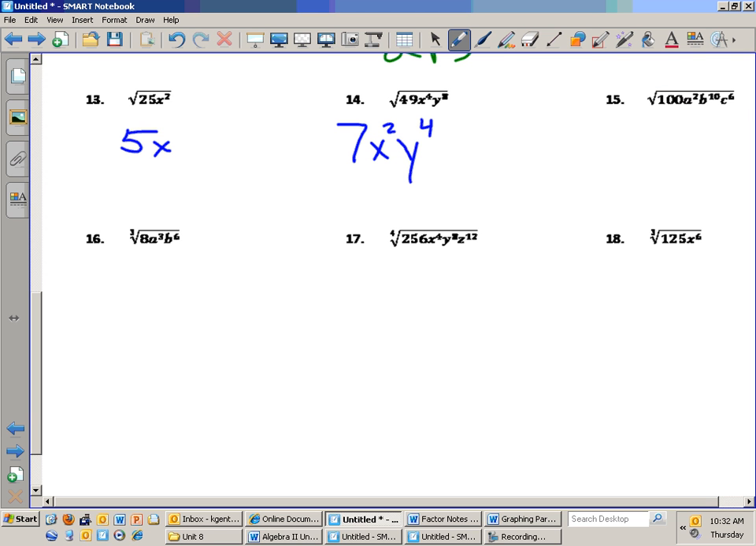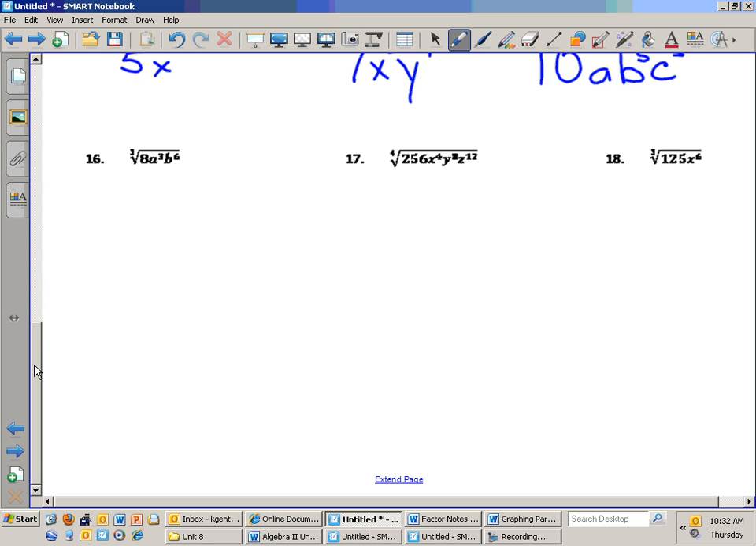Okay, the square root of 100 a squared b 10, c to the 6. 10, a, b to the 5th, c to the third. Yep, because you divide the exponents by 2 when you take that square root. Very good. Cube root. So I've got to think about the cube root of 8. Cube root of 8 is 2.